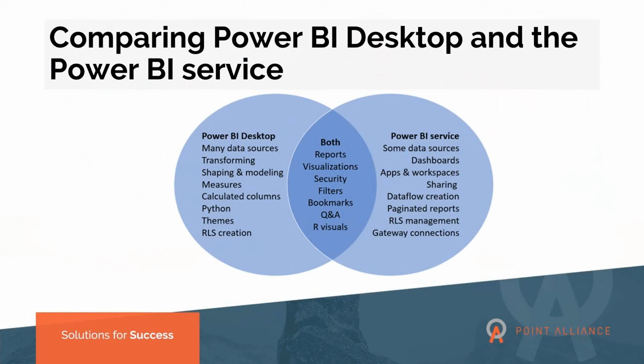So when we look at this Venn diagram, comparing Power BI Desktop to the Power BI service, the area in the middle would show how the two overlap. Some tasks you can do in either Power BI Desktop or the service. But on the two sides of the Venn diagram, the application and the service each have unique features. Most report designers who work on business intelligence projects use Power BI Desktop to create reports and then use the Power BI service to share their reports with others.